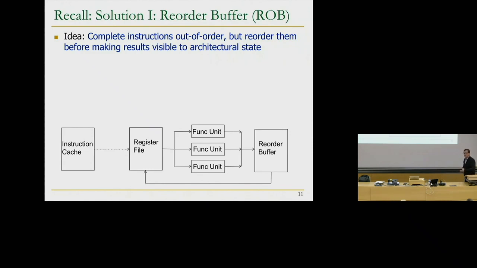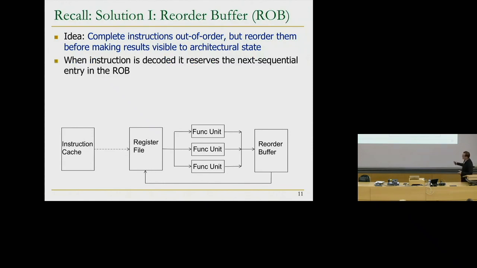Okay, so how do you make it work? So you have the structure, it's a linear array that basically contains the status of each instruction. It's like memory, but it basically stores a status. When an instruction is decoded, it reserves the next sequential entry in this linear array, in the reorder buffer, I'll call it ROB. When the instruction completes, over here, it writes its result into the reorder buffer entry.